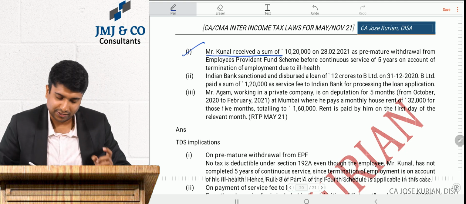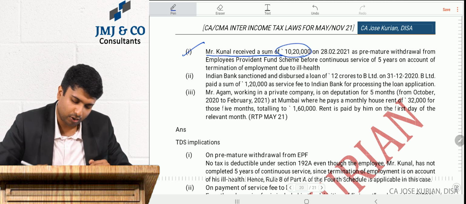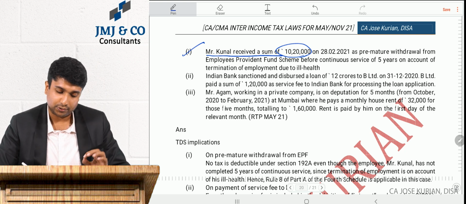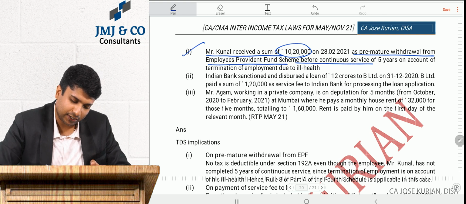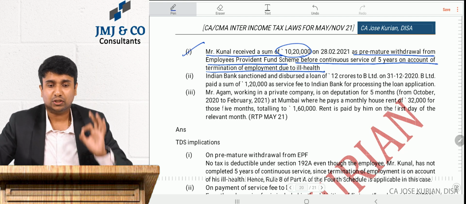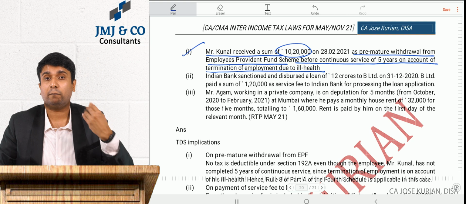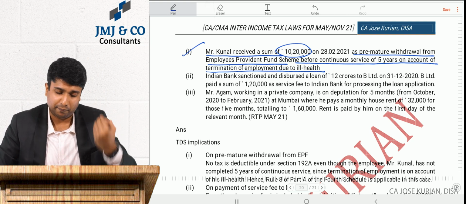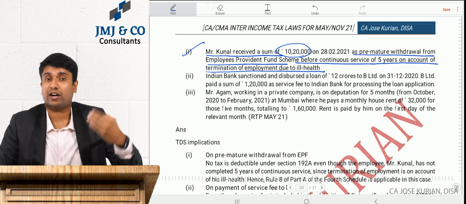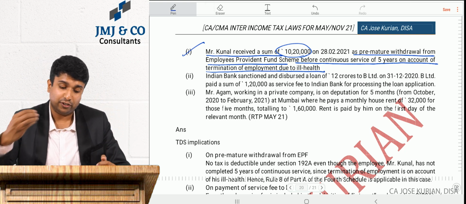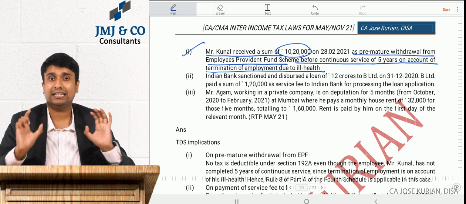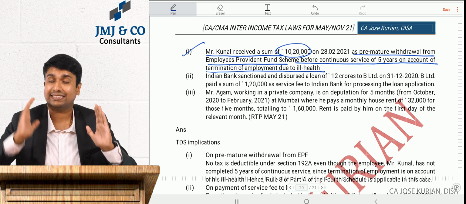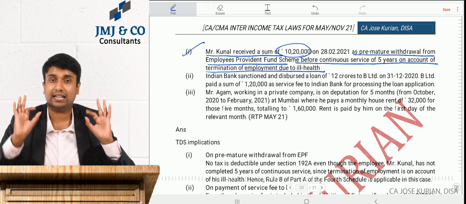Mr. Kunal received a sum of 10,20,000 on 28th February 2021 as a premature withdrawal from Employee Provident Fund scheme before continuous service of 5 years on account of termination of employment due to ill health. Alright, so friends, you have to be very careful. What is the premature withdrawal? That means if you do not have a continuous 5-year service with a particular employer and you are withdrawing your employee provident fund with that employer, then there will be a tax liability. It will be normally taxed as if it is an unrecognized provident fund withdrawal. That's what the Act says.